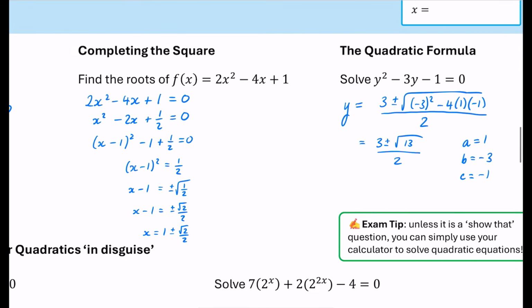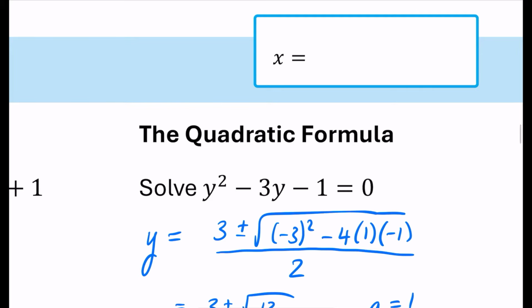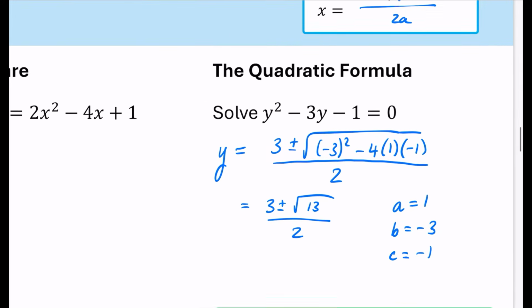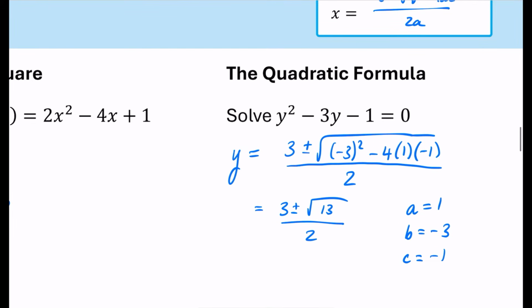Okay, the quadratic formula, I'm going to just quickly put it in this box. Maybe you should see if you can remember it because we don't get given this. It is minus b plus or minus the square root of b squared minus 4ac all over 2a. And I've just done a very quick example here that you could try yourself. To solve this equation, you should come up with these 2 solutions for y. Y is equal to 3 plus or minus the square root of 13 over 2. And obviously, these are my values for a, b, and c that get substituted into that formula.